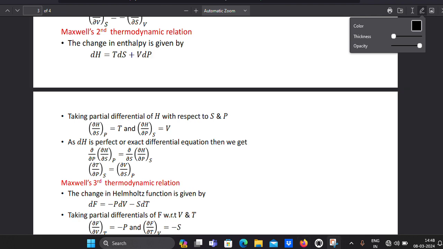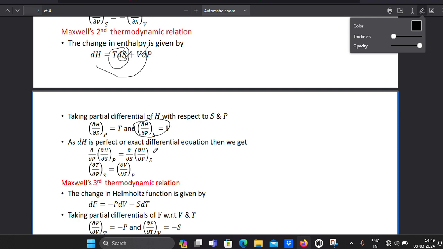And next, for the second one, keep S as constant. Then its differential is 0, so this term cannot appear, it becomes 0. Then dH equals VdP. Bring dP to this side: dou H by dou P equals V at constant S. See here, dou H by dou P at constant S is equal to V.